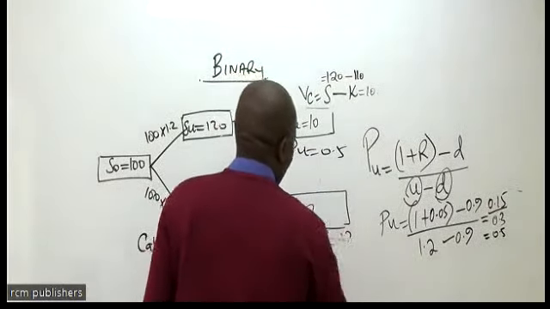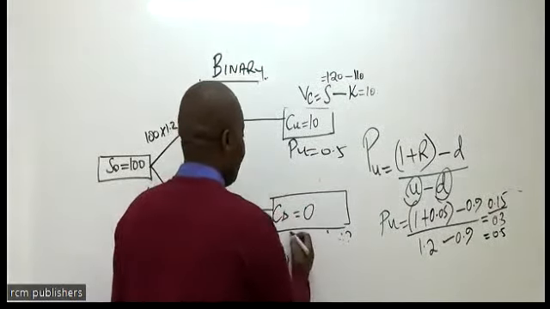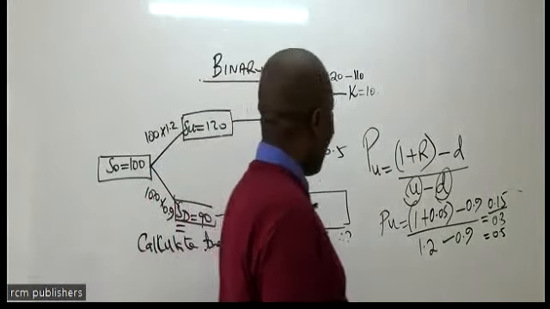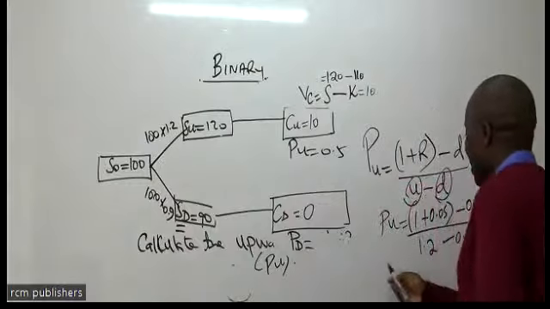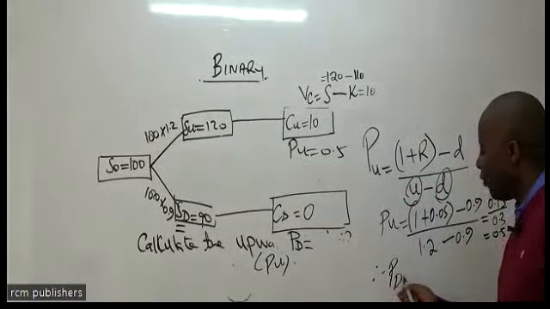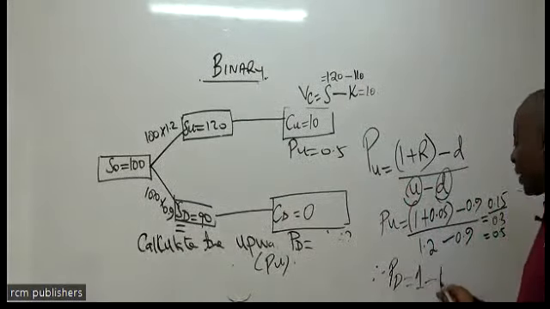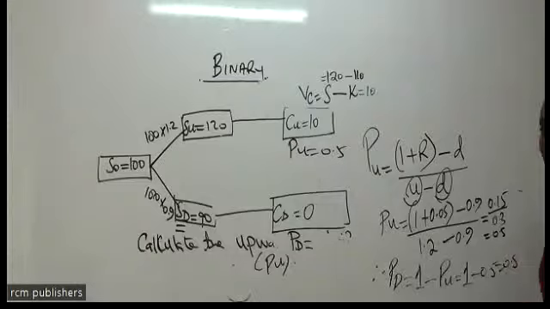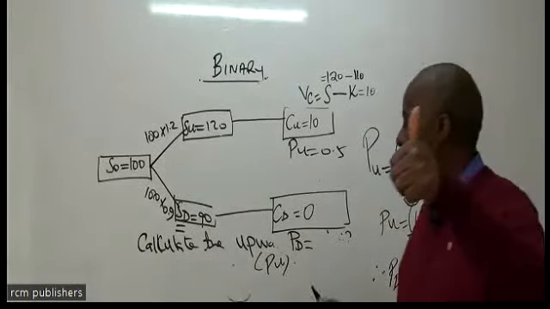Then what do you think in this case here will be the probability of down? Therefore, probability of down will be equal to 1 minus probability of up, which is 1 minus 0.5. So probability of down will be 0.5.